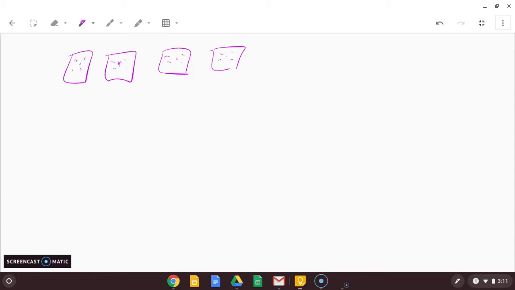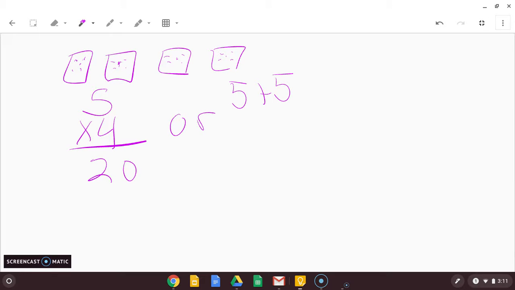So you can count by 5s, or you could multiply 5 dots times 4 dot cubes, and that's going to give us 20. Or 5 plus 5 plus 5 plus 5. And all that is counting by 5s to get the total number. So we can do either of those to find the answer of how many total dots there are.